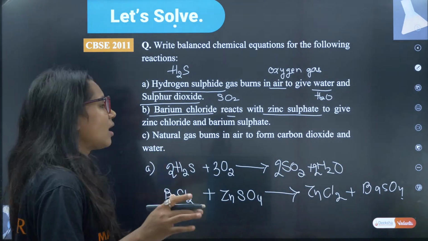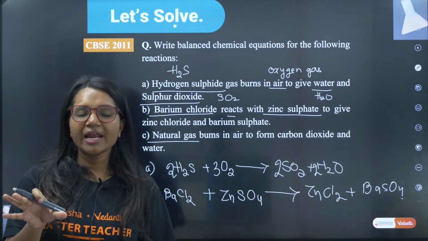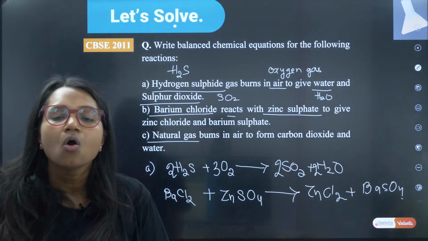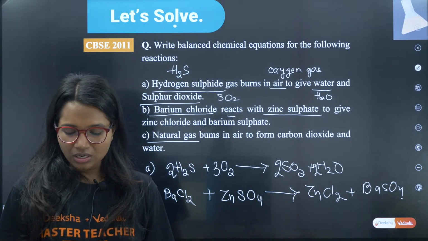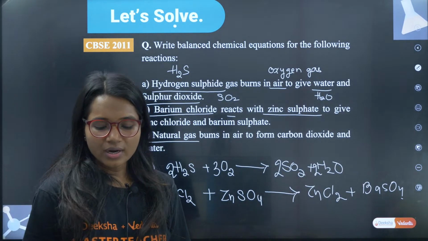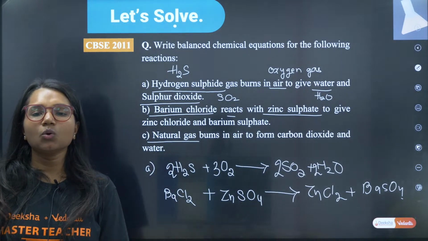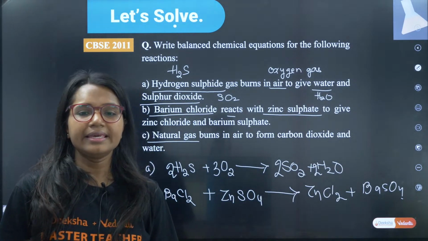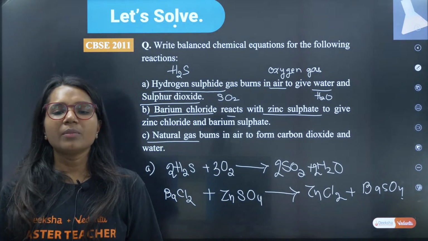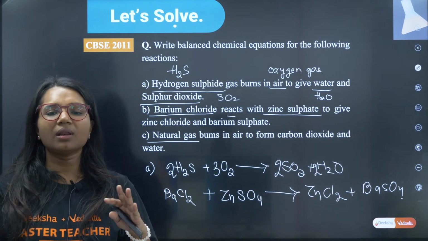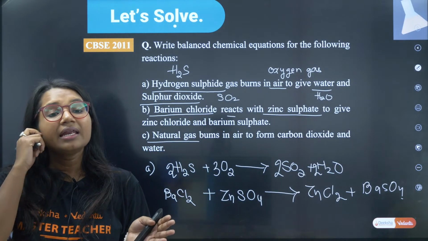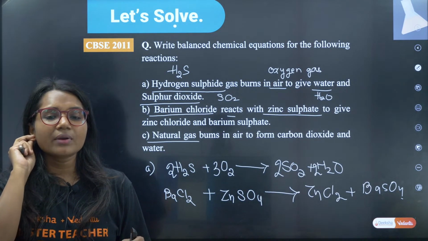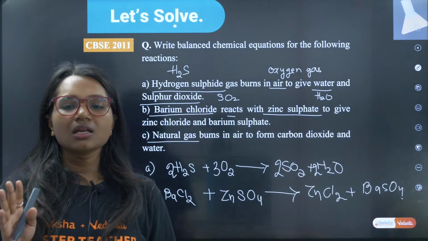This reaction is a balanced reaction. The second one, natural gas. I will wait for you guys to tell me the chemical formula for natural gas. Can you let me know? It is a double displacement reaction, ma'am. Okay, yes, that is absolutely correct. Sumukt, barium, yes, absolutely correct. Barium chloride plus zinc sulfate gives zinc chloride plus barium sulfate. It is absolutely a double displacement reaction. Now, do let me know the chemical formula for natural gas.